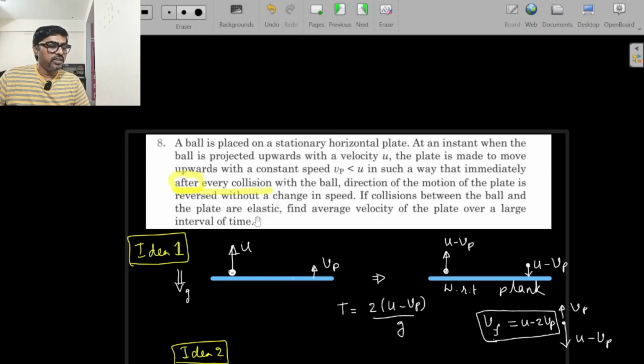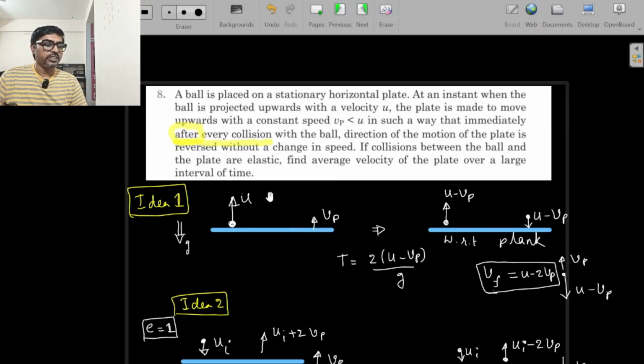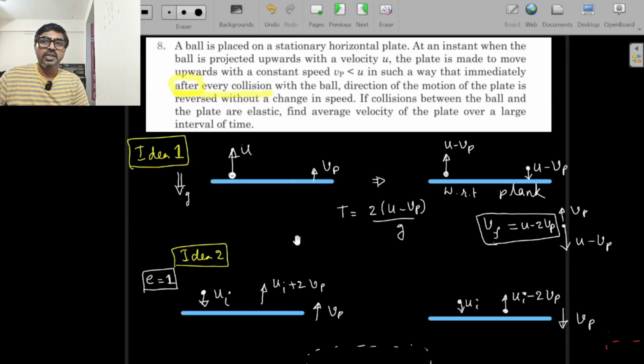If collisions between the ball and the plate are elastic, find the average velocity of the plate over a large interval of time. Average velocity they are talking about, after a long time. So to solve this question I will take a few ideas, and after that let me go to the question.